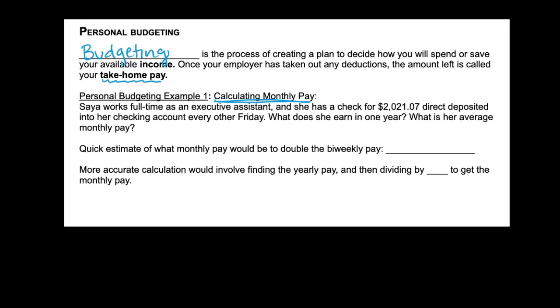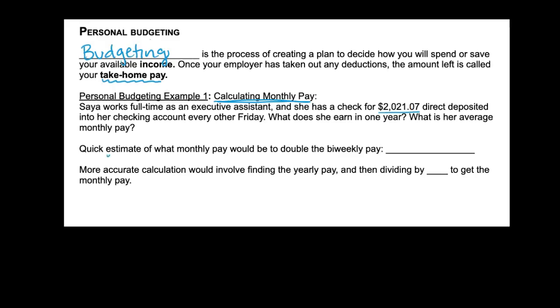Say Saya works full-time as an executive assistant, and she has a check for $2,021.07 deposited into her checking account every other Friday. What does she earn in 1 year? And then what is her average monthly pay? There's a couple ways to do this.